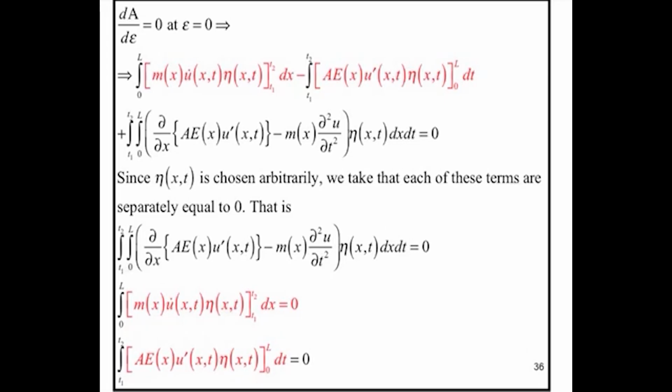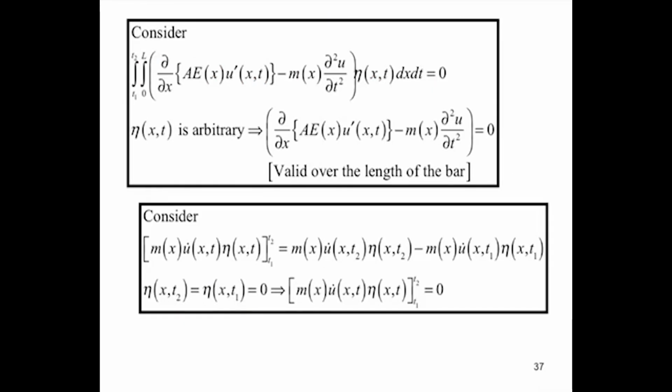Now, let us consider one of these terms, that is this. Here this has to be 0 for any choice of eta of x comma t. So, that choice itself is arbitrary, therefore, the only way this can be 0 for arbitrary choice of eta of x comma t, we can show that the term inside this bracket must be equal to 0. So, this is the condition which is valid over the length of the bar, where x takes values from 0 to L. Now, I already mentioned this m of x u dot of x comma t eta of x comma t at t1 t2 can be expanded like this, but since this is equal to 0, this term drops off.